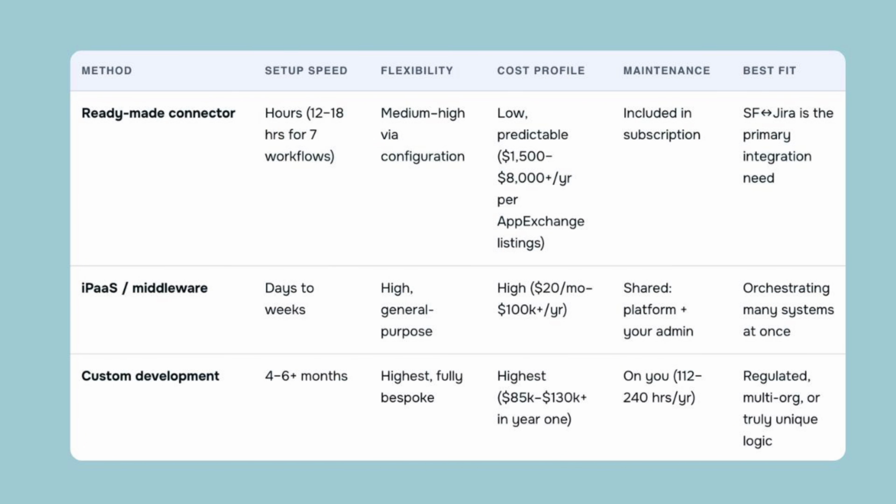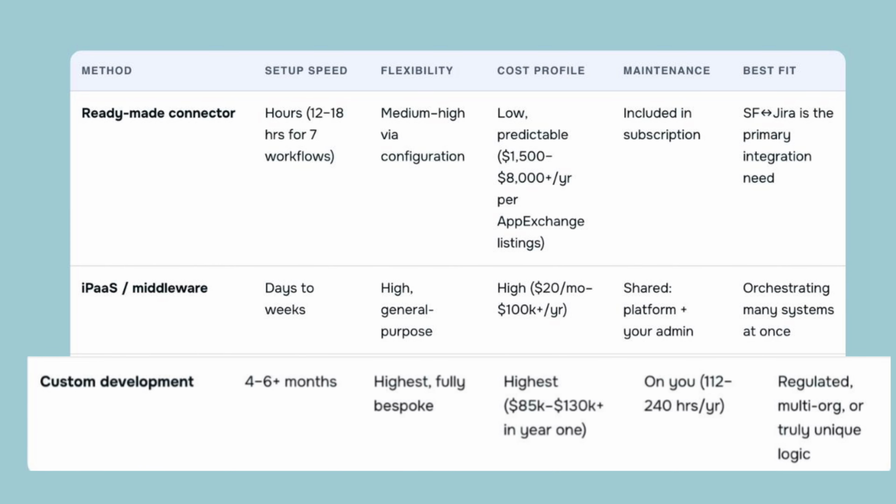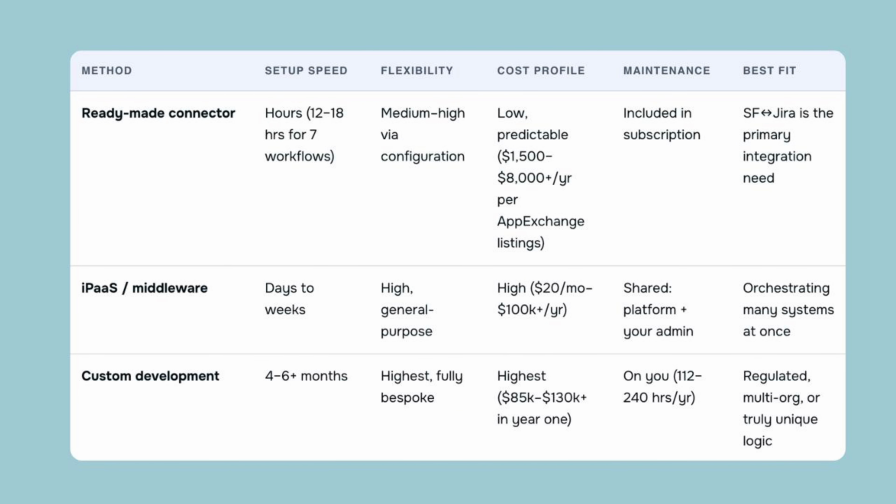And then there's custom development, 4 to 6 months or more to build. You get the highest flexibility since it's fully bespoke, but it also has the highest cost, $85,000 to $130,000 plus in year one alone, plus 112 to 240 hours a year of maintenance. That's entirely on you. That only makes sense if you're regulated, running multi-org, or you've got logic so unique that nothing off the shelf can handle it.